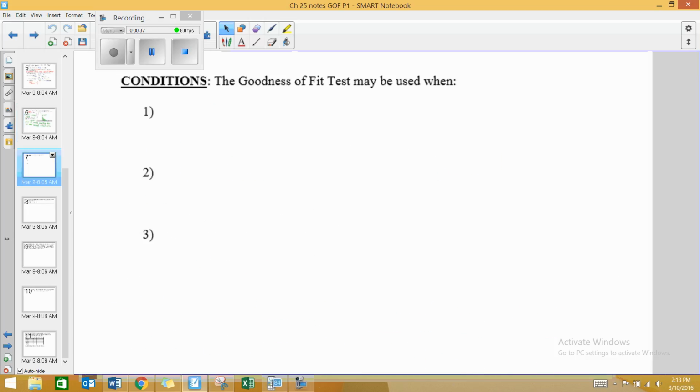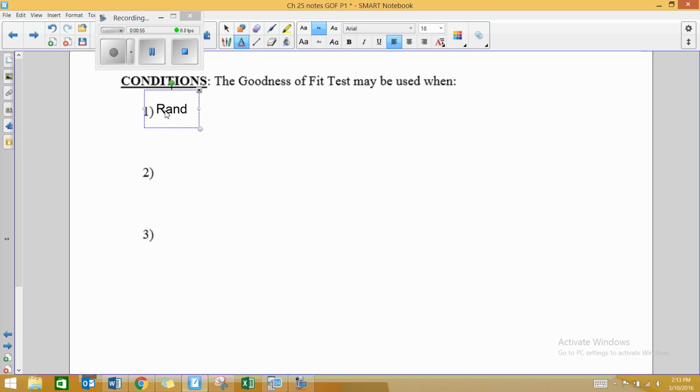For these types of tests, we're wondering, when will it follow a chi-squared distribution? So a chi-squared distribution will be followed when three conditions are met. Two of them are going to look very familiar. This first one is some form of randomization. So the data needs to be obtained randomly, and the reason for that is because I want to be able to apply my findings to the whole population.